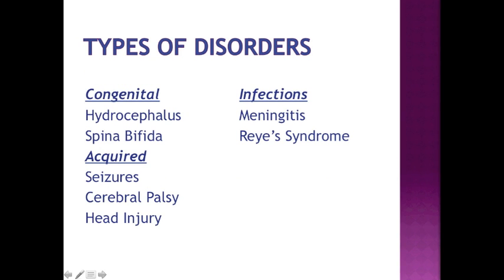The types of disorders I'm going to talk about are first the congenital ones, and that would be hydrocephalus and spina bifida. The acquired ones would be our seizures, our cerebral palsy, and head injuries. And then infectious processes, there are two of those, meningitis and Reye syndrome.